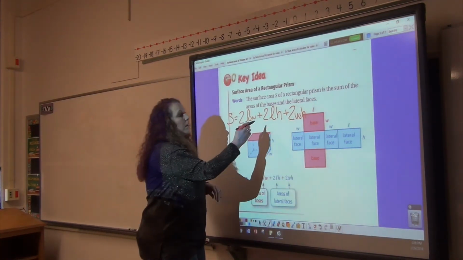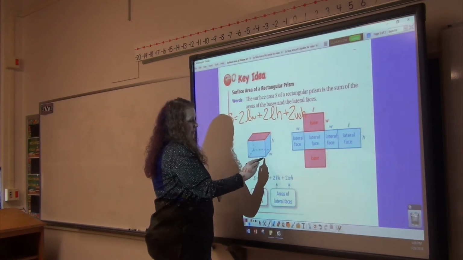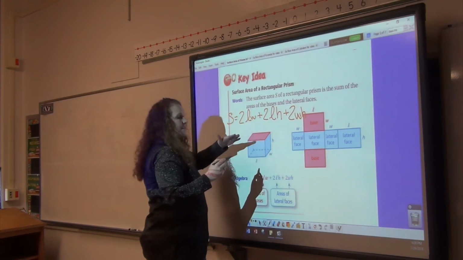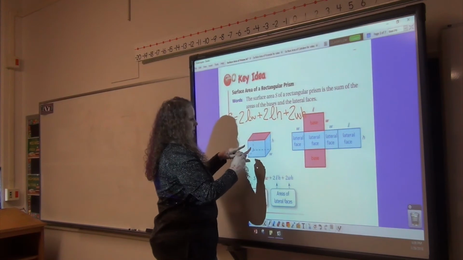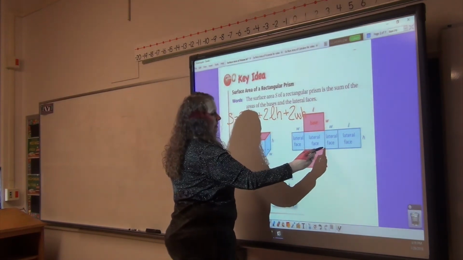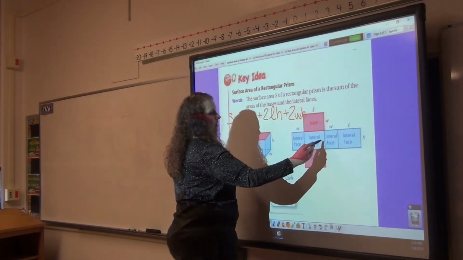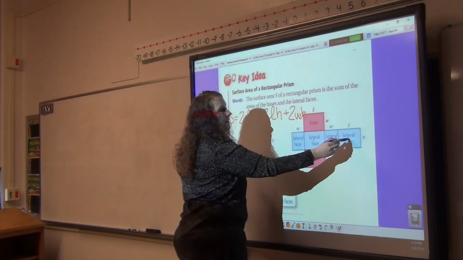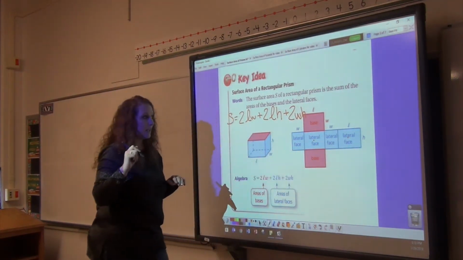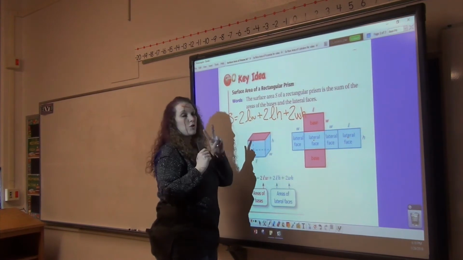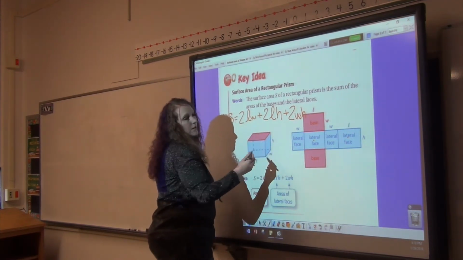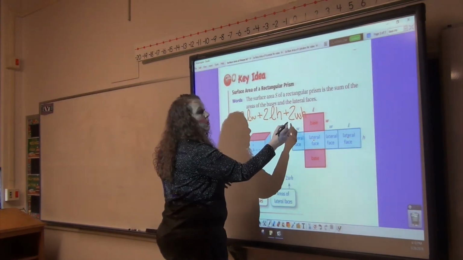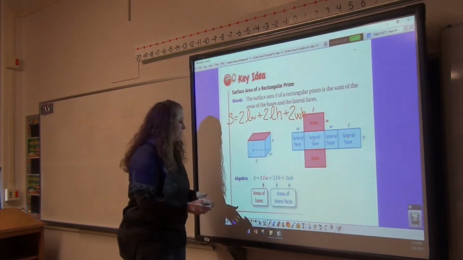Length times height is this measurement here times this measurement here. So it's basically the front and the back of your box. So it is length times height right there. And it's this one here and this one here because it's front and back. We multiply by 2 because there are 2 of them. Width times height is this one here times this one here. There are 2 of those also, so it's 2 times width times height.